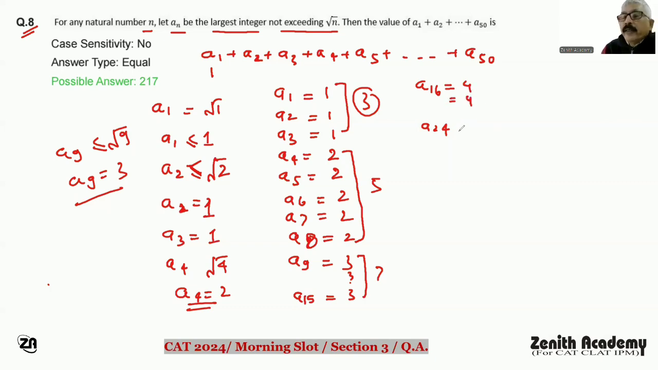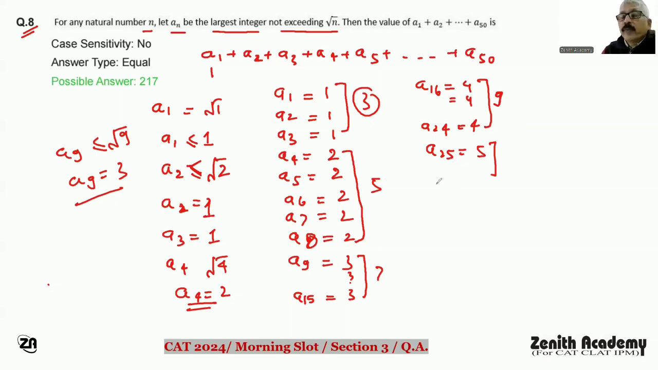A18, A19, up to A24, everything will be 4, right? Because A25 will become 5. So 3, 8 minus 3, 5. Then 16 minus 9, 7. Here 16 minus 9, 7. Then 25 minus 16, 9. Similarly, it is like an AP: 3, 5, 7, 9, right?